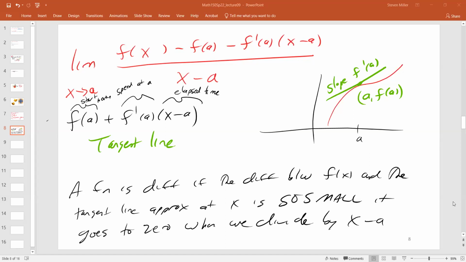Okay. So if we were missing by, say, 10 to the negative 4, but we're dividing by 10 to the negative 8, what's 10 to the negative 4 divided by 10 to the negative 8? 10 to the 4, which is huge. So it's not enough to say the numerator is small. The numerator is going to be small if the function is continuous. Just going to be forced to be that way. The real content is it's so small that even when we divide by x minus a, we get something that is tending to 0. And again, there are three different definitions of the derivative of a function in one variable.